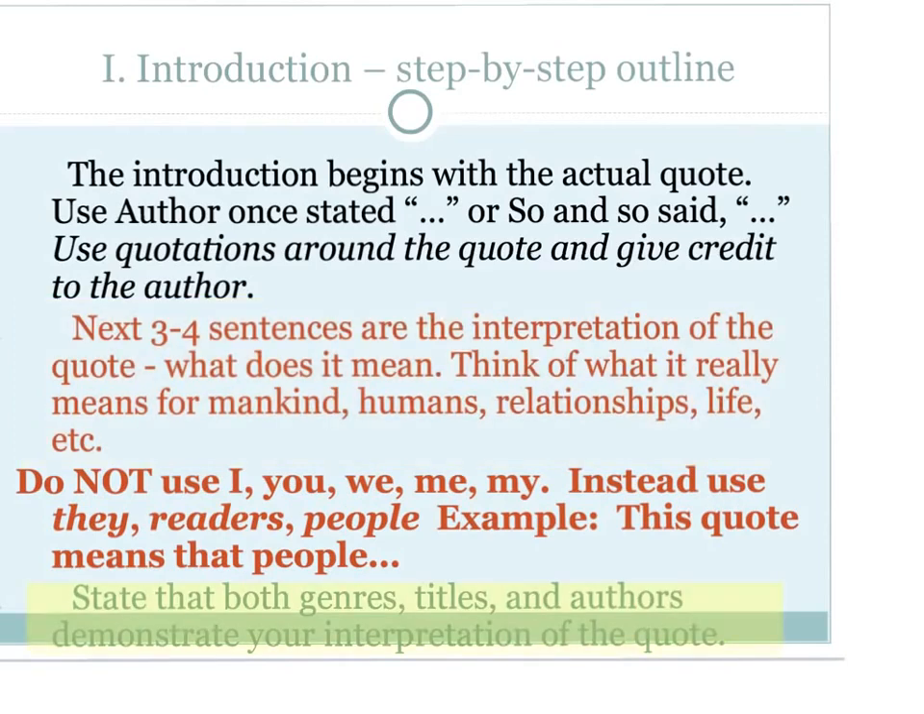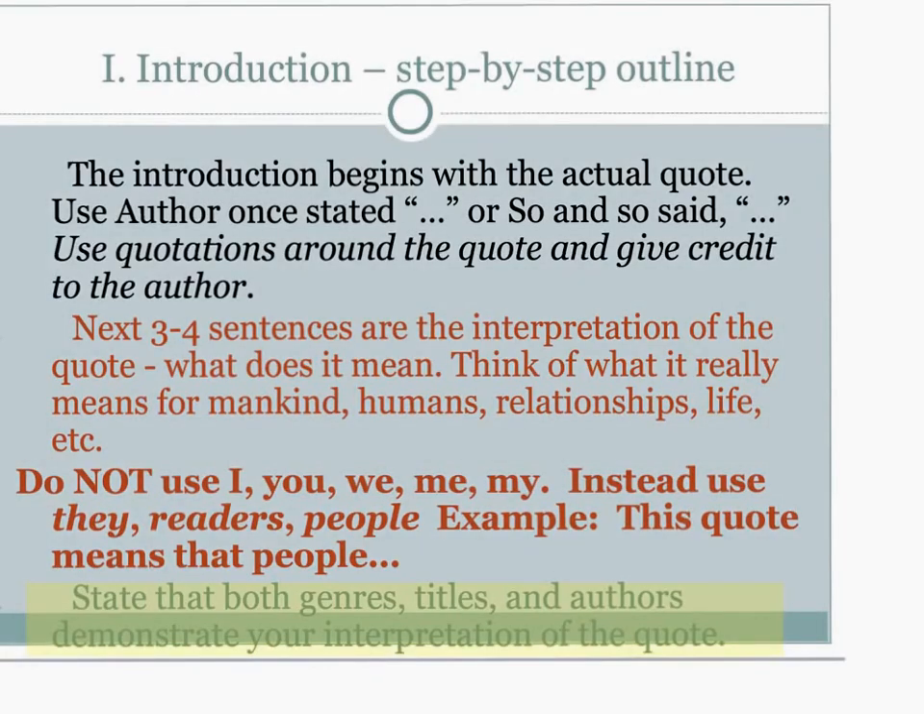And then for your last sentence, it's called the thesis statement. And the thesis statement is what you are going to try to prove with your body paragraph. So that's always considered your controlling idea. Your thesis statement is also your controlling idea. So in your thesis statement, you're going to state both titles with their genres and authors, and then including your interpretation of the quote. So here is the formula for the thesis statement.